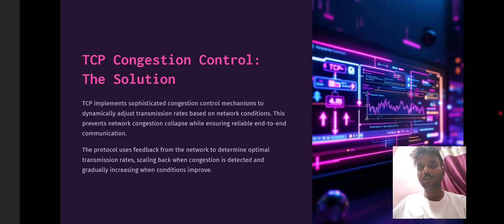TCP congestion control. To solve this problem, TCP uses sophisticated congestion control mechanisms to dynamically adjust transmission rates based on network conditions. Instead of sending data at a fixed rate, TCP continuously monitors the network using feedback from acknowledgements. This prevents network congestion collapse while ensuring reliable end-to-end communication.